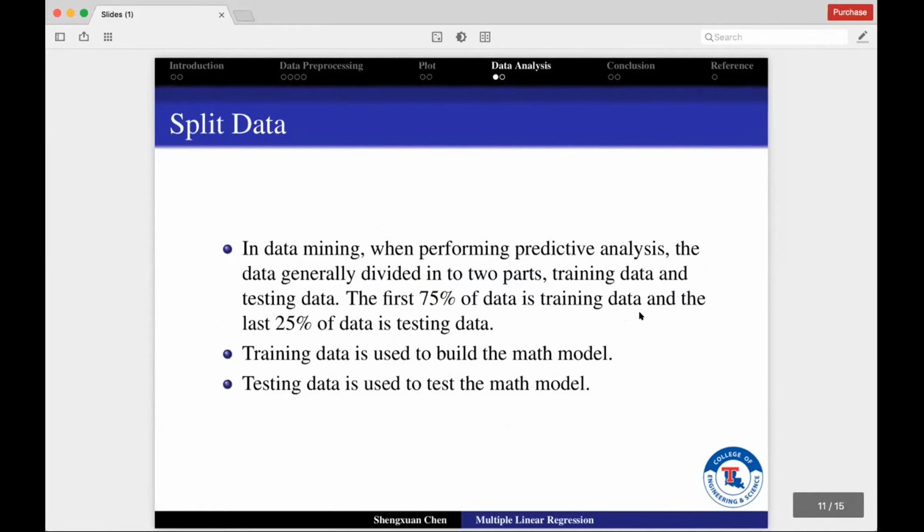So after finishing the pre-processing, I'm going to analyze the data. First I need to split the data. In data mining, when performing predictive analysis, the data is generally divided into two parts, training data and testing data. So I'm going to choose the first 75% of the data to be the training data and the last 25% to be the testing data. Training data is used to build the math model, and testing data is used to test the math model.